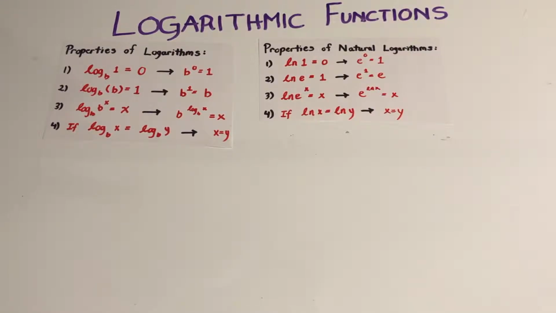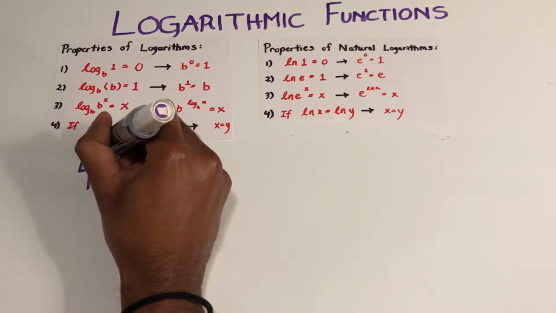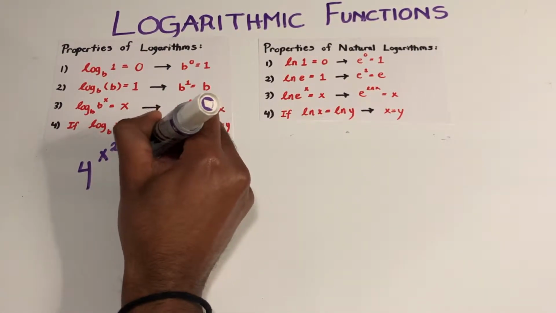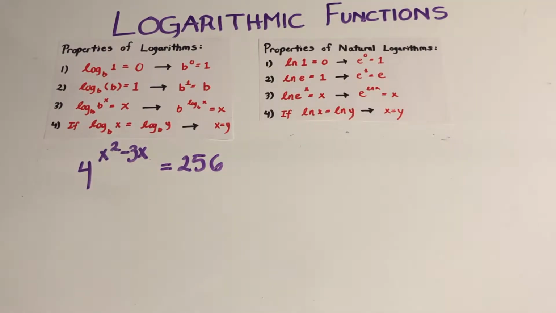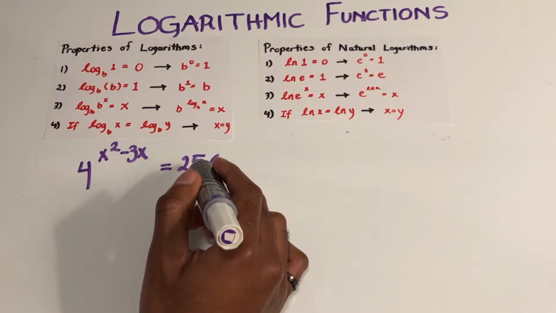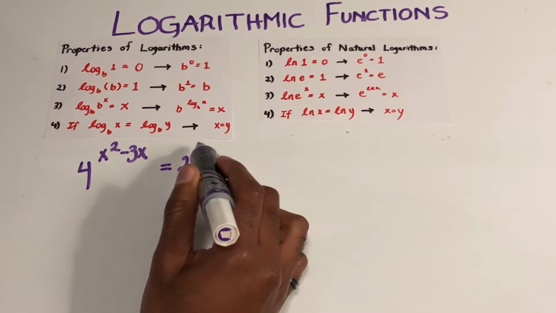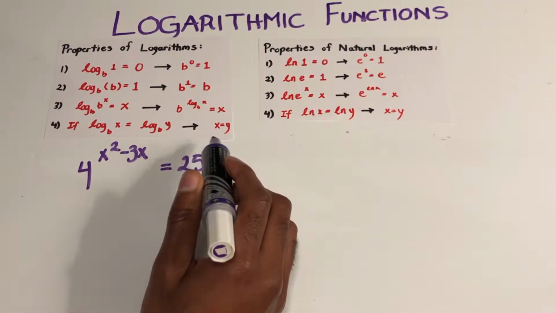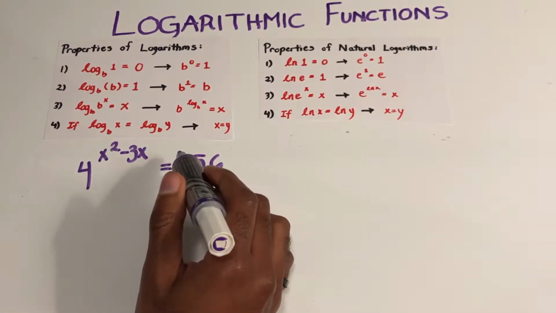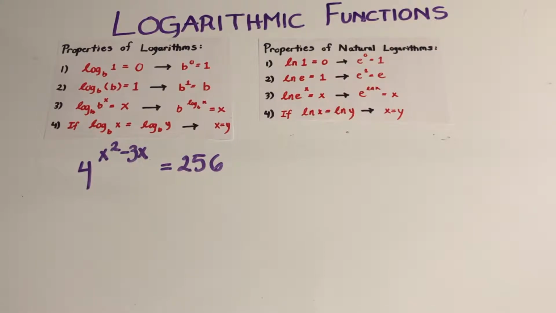Here we have 4 to the power of x squared minus 3x is equal to 256. Now, since I have a constant here, what we can try to do is come up with a number, specifically 4, so that the bases are the same but the powers are different. If we end up having the same base, we can equate the powers, and then we can finally solve for x.